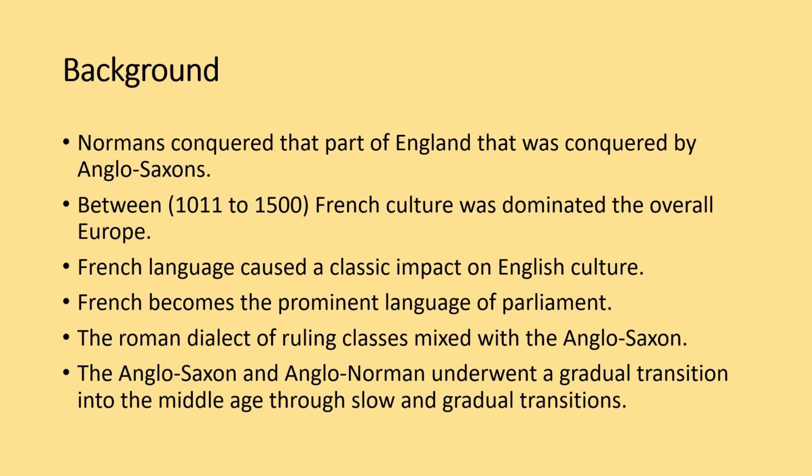Background: Normans conquered that part of England that was conquered by Anglo-Saxons. Between 1011 to 1500, French culture dominated the whole of Europe. The French language had a classic impact on English culture. French became the prominent language of Parliament. The Roman dialect of the ruling classes mixed with the Anglo-Saxon. The Anglo-Saxon and Anglo-Norman underwent a gradual transition into the Middle Age through slow and gradual transitions.